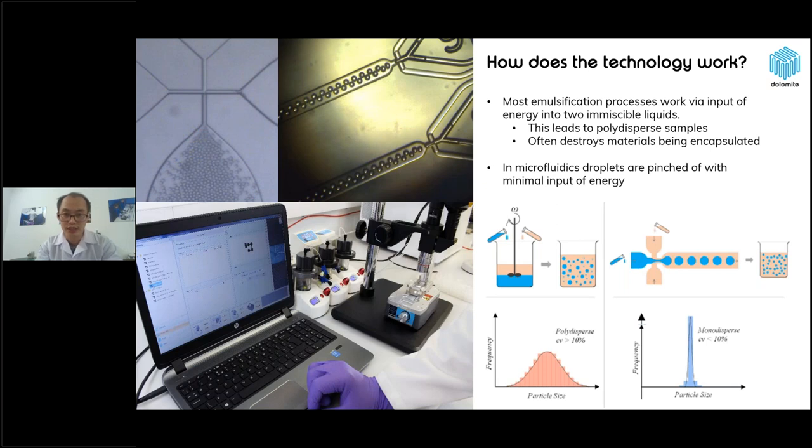The microfluidic technology works with the droplet pinching through the microfluidic chip junctions with minimal input energy. Because it is very easy to control the parameters using microfluidic technology, we can generate very monodispersed droplets or particles. And also, using small input energies, the materials being encapsulated in the droplet or in the particle can be saved during the process.